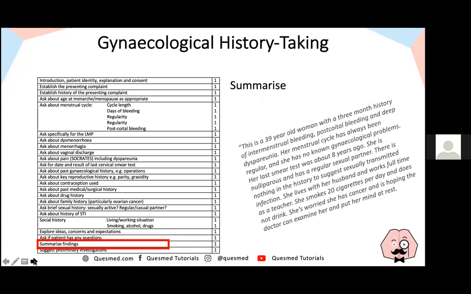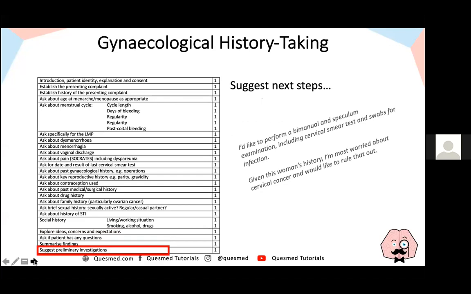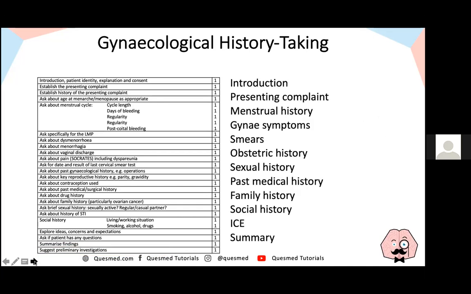And there's typically a mark for summarising your findings. Now, you don't need to say absolutely everything. You just want to say the important points. And always try and end your history taking session with a suggestion of where you're going to go with this patient. Do you want to examine them? Do you want to refer them? Do you want to perform additional tests? So that's a whistle-stop tour of gynaecological history taking.